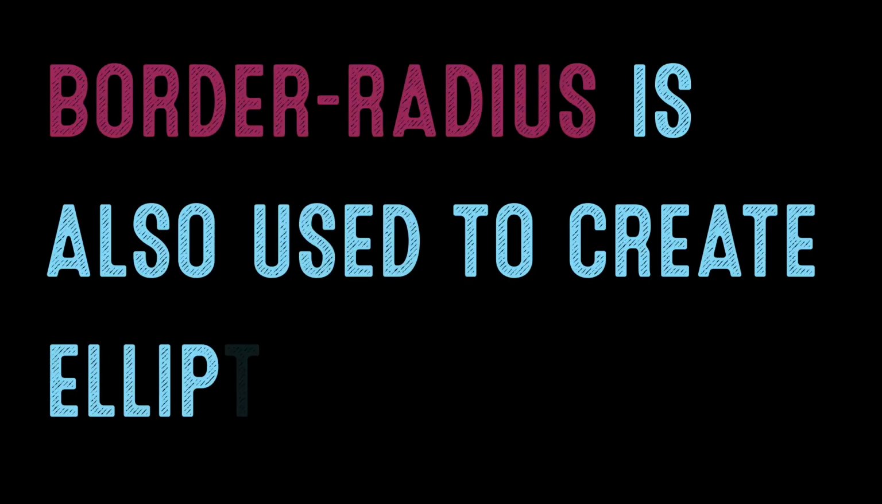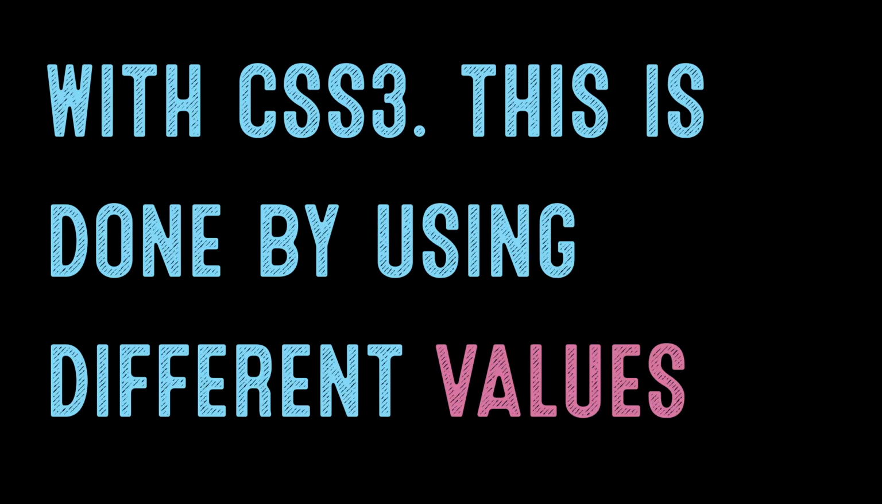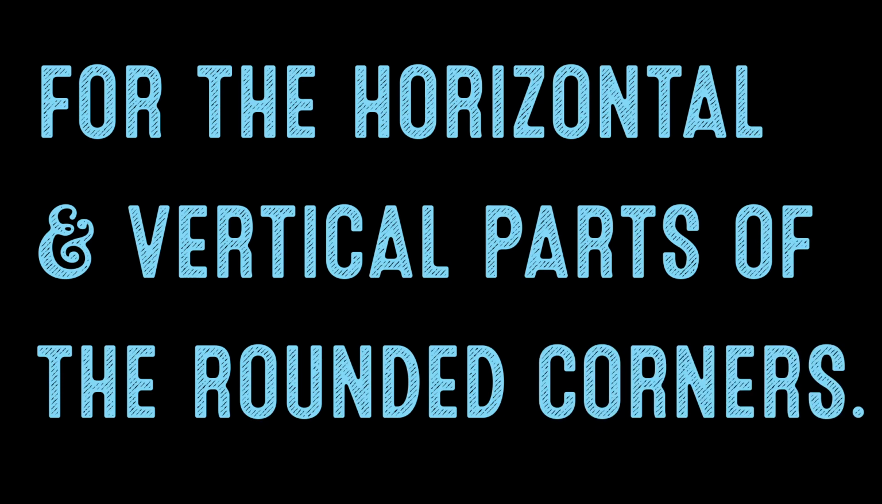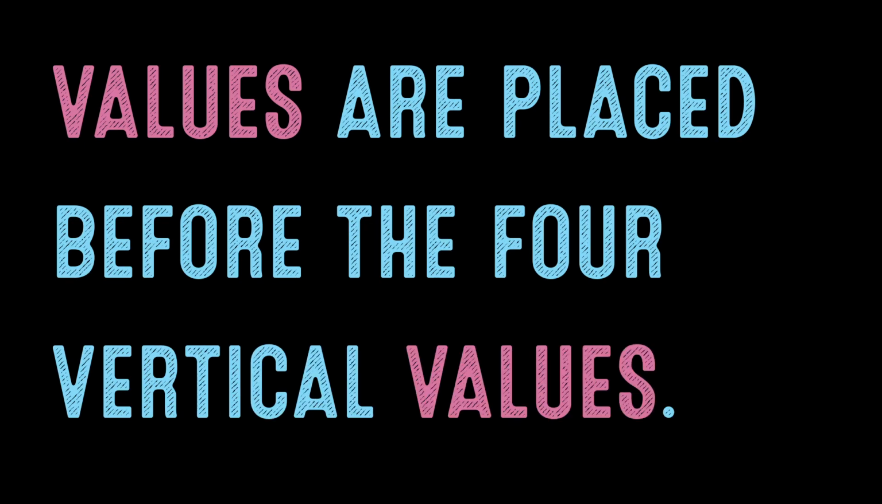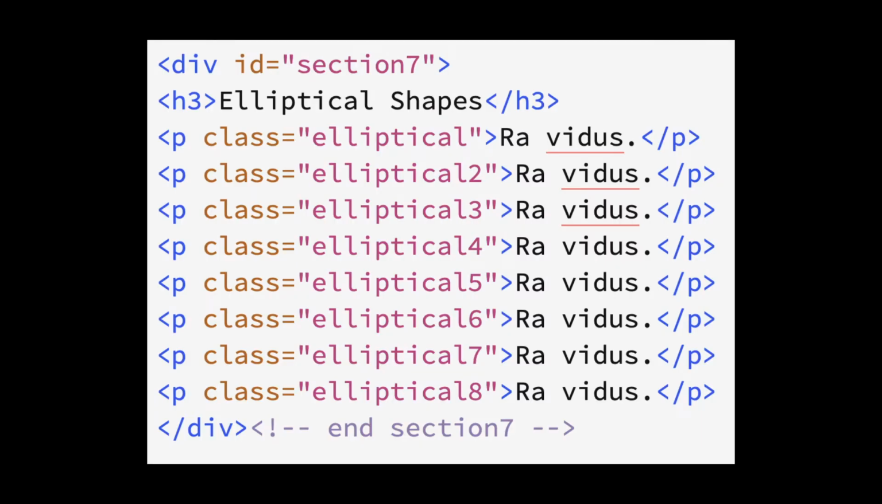The Daily Code Snippet. Border radius is also used to create elliptical shapes with CSS3. This is done by using different values for the horizontal and vertical parts of the rounded corners. When writing the distances out, the 4 horizontal values are placed before 4 vertical values. Let's look at some examples.